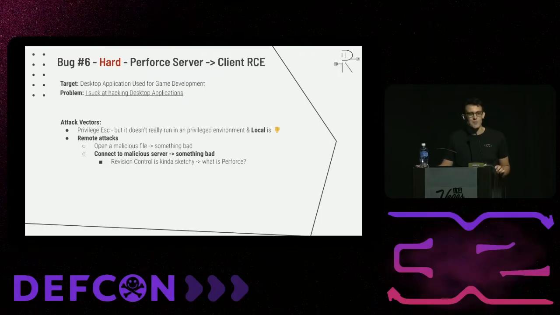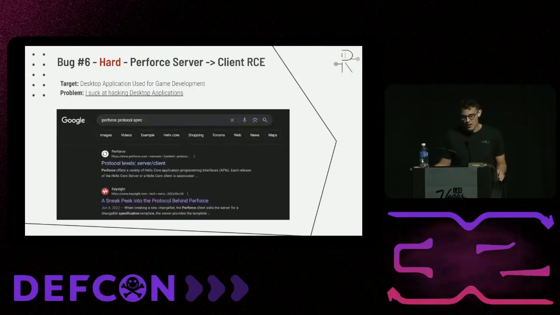And I know from a lot of the work of Alex Chapman and some of the other great Git version control hackers out there, that version control can be hella sketchy. And so I went down this route. So I started looking up the Perforce protocol spec, and I found this awesome article that told me about that.